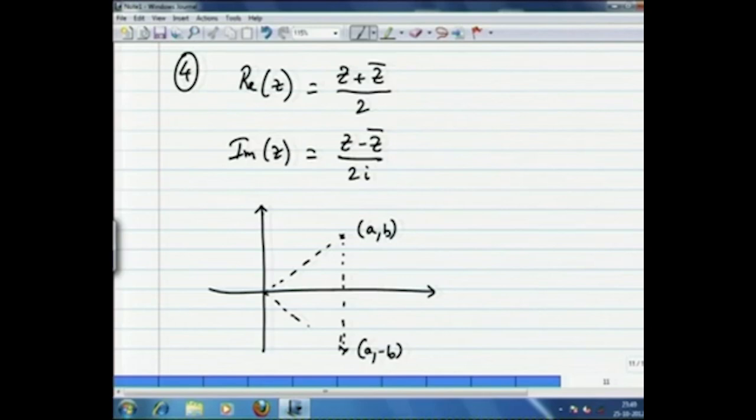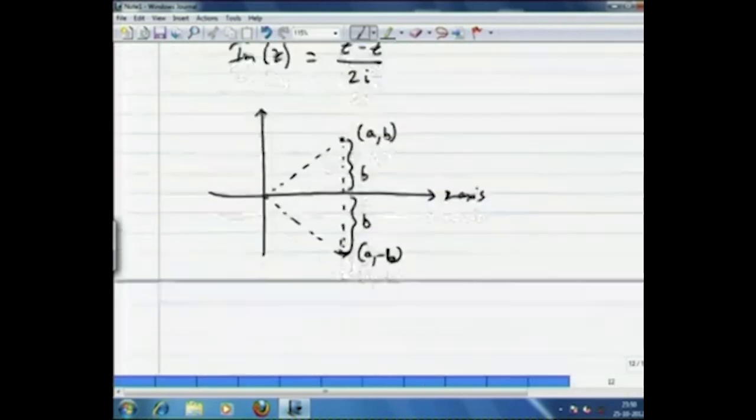Okay. So, it is the reflection of the complex number (a, b) via the x axis. When you reflect the point (a, b) through the x axis, this distance is of course b, and this one now is minus b. So these distances are equal and you have (a, -b). That is the representation of conjugation in the complex plane.